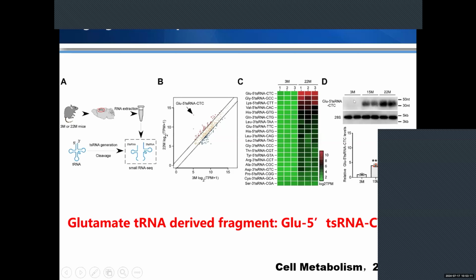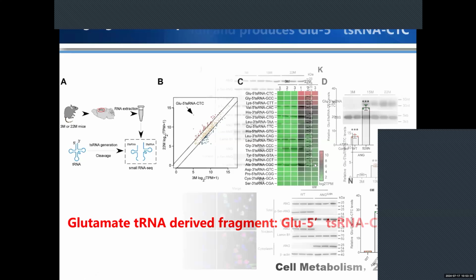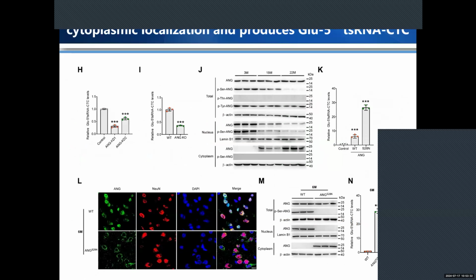The right panel is the northern. We found in the different ages, especially in 22 months old mouse brain, the glutamate tRNA-derived fragment accumulated dramatically compared to 3 months old mice. Then the first question we want to answer is how is this tRNA fragment made, and why is this particular tRNA fragment coming from this source?